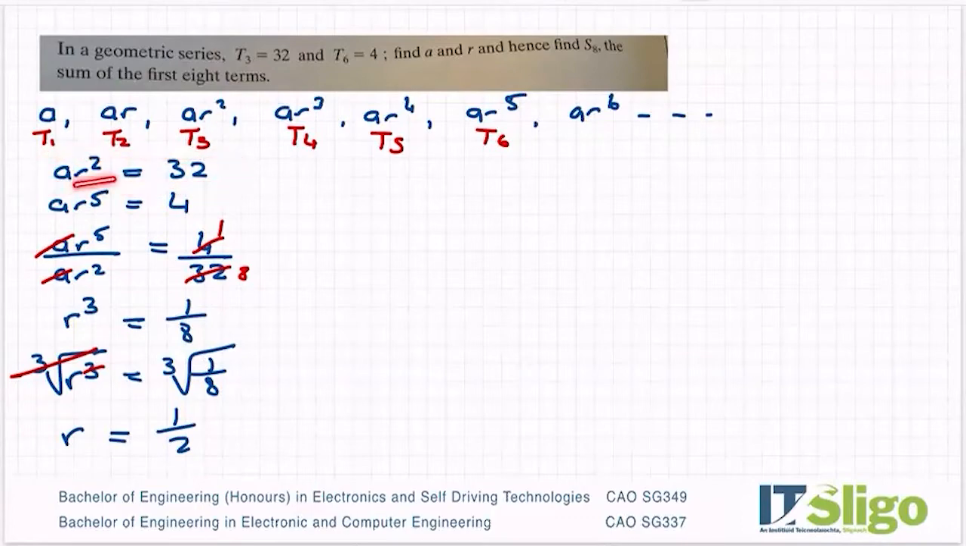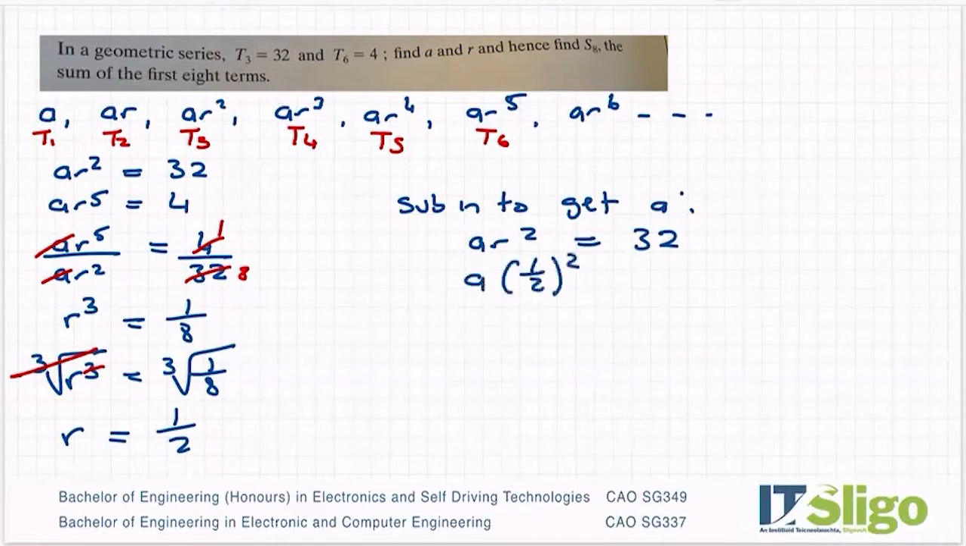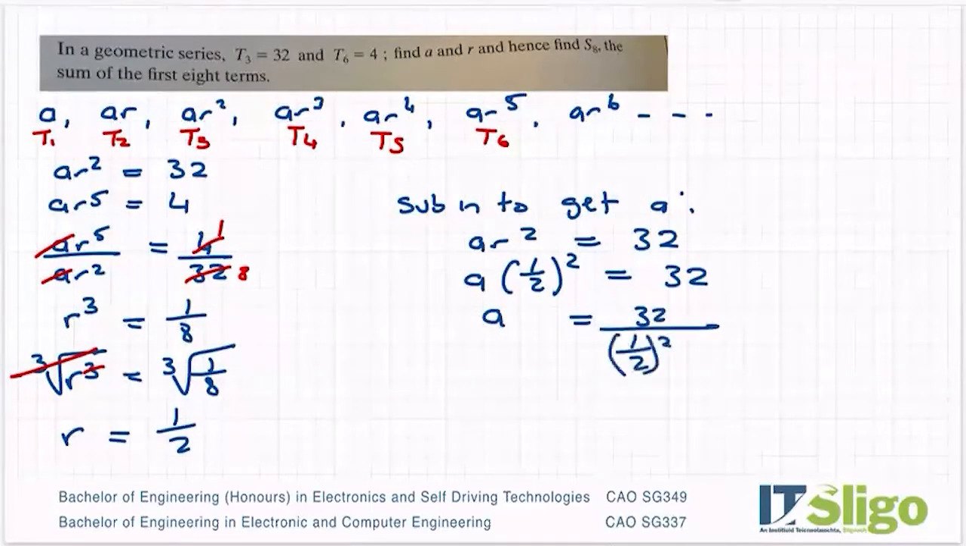I'm going to pick this one because it's less Rs, so smaller numbers. So sub in to get A. So we know AR squared was 32. So A times a half squared is 32. A is 32 divided by a half squared. Half squared is a quarter. It's going to be a fairly big number. 32 divided by a half squared is 128. Okay, not too surprising. It feels right because I can see the sequence is going down. Okay, so obviously T1 then was bigger than 32. So yeah, 128 could indeed be right.